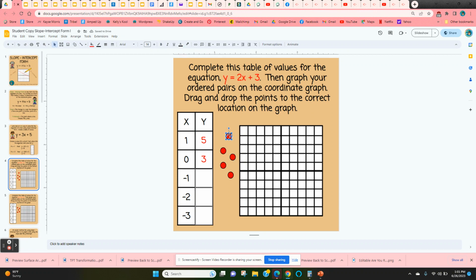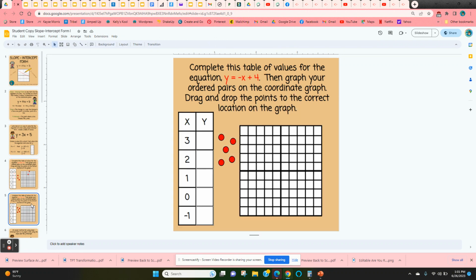You just click and hold on that red dot. Start at the origin, go to the right 1, up 5. And there's the first point. The second point would be (0, 3). Start at the origin, and then go up 3. And so on. Then you're going to plot all 5 points. They're going to do the same thing on the next slide, just a different equation. If this is negative x, that means the slope is negative 1.